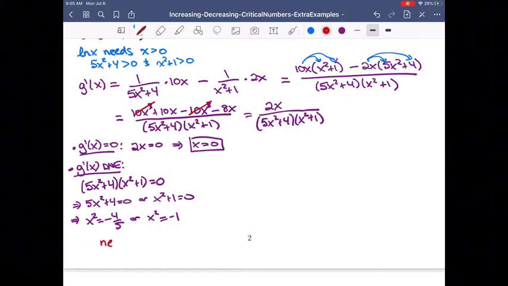Because when you have a square, you always have a positive number. So we get no x values where the derivative doesn't exist. So when we do our table, we only have to split at 0.